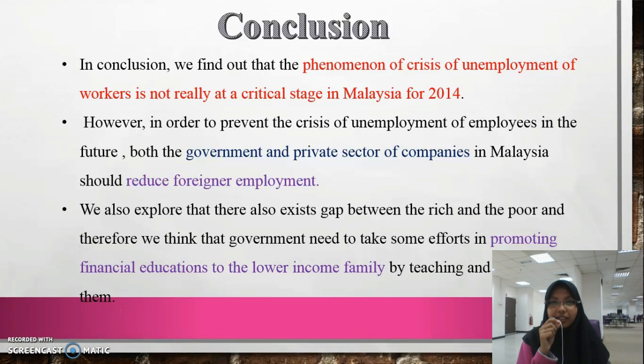I will present the conclusion. The last one is the conclusion. We find that the phenomenon of the crisis of unemployment of workers is not really at a critical stage in Malaysia. However, in order to prevent the crisis of unemployment of employees in the future, both the government and private sector companies in Malaysia should reduce foreigner employment. We also found that there exists a gap between the rich and the poor, and therefore we think that the government needs to make some effort in promoting financial education to lower income families by teaching and guiding them.